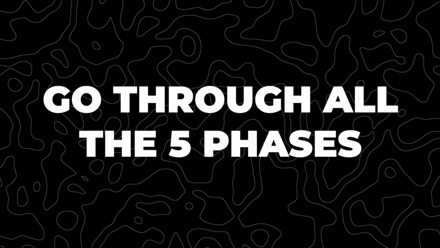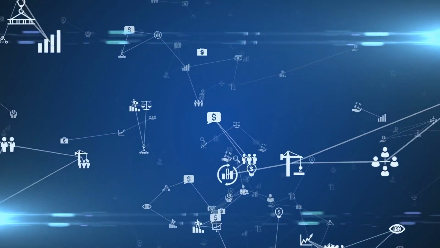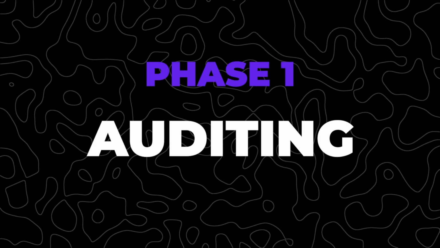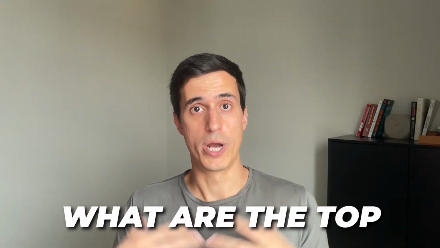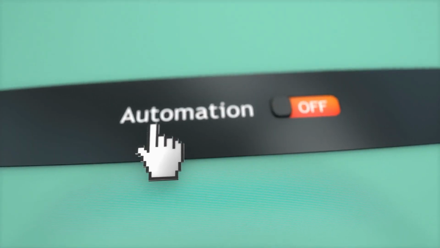Let's get started. I work with a lot of companies building, of course, automations and processes for them, and it's very important to go through all the 5 phases to make sure that you're going to have a reliable automation running for your company, right? So the first phase is the auditing phase. The goal for this phase is for you to start identifying the top priority processes that you should start automating in your company.